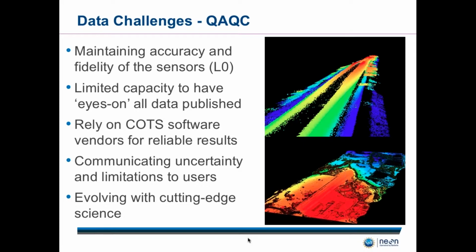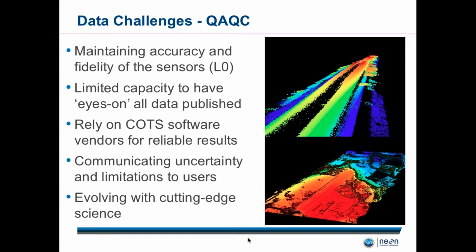Also some data challenges in QA/QC. So always our top priority is maintaining the accuracy and the fidelity of our sensors, because that ensures quality of our L0 data stream. We always have the opportunity to go and reprocess higher level products, but it's critical to us to maintain that L0 data stream. And so always that's our top priority.